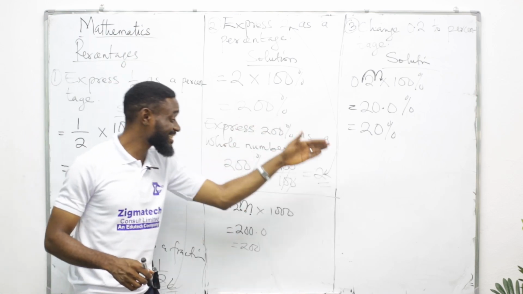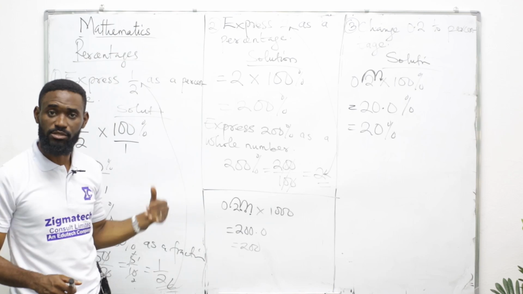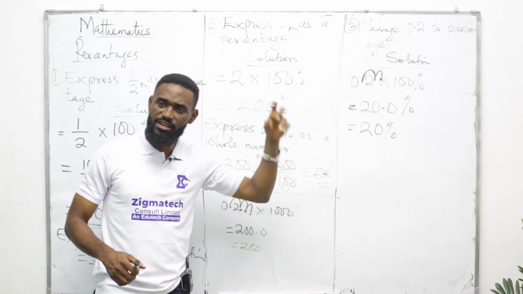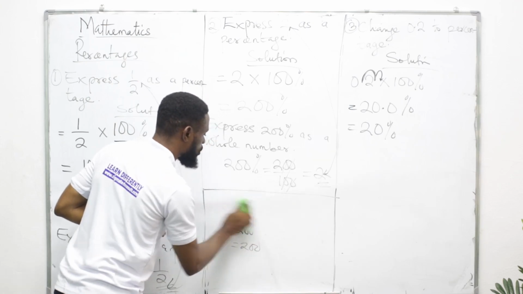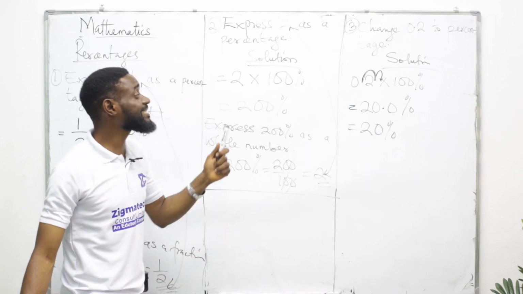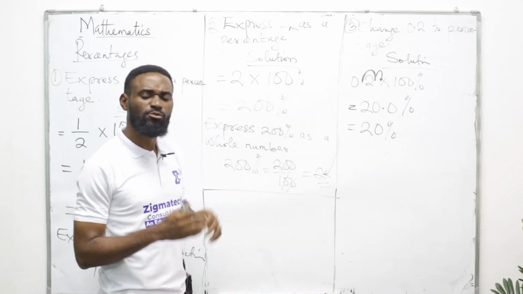If it is by 10,000, 10,000 has 4 zeros in it. It means it will go 4 times. 1, 2, 3, 4. Okay? All right. So that is that for that. So changing 0.2 to percentage is 20%.